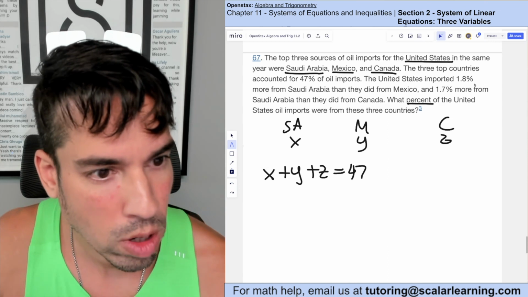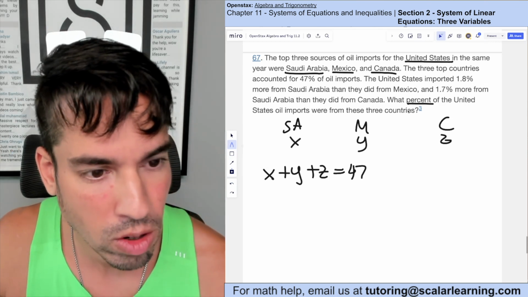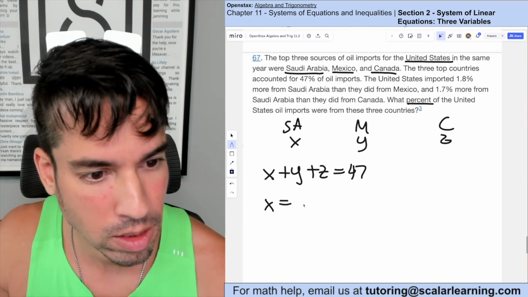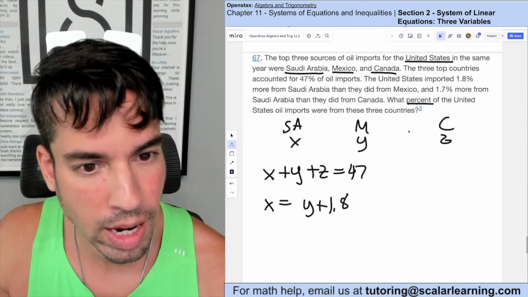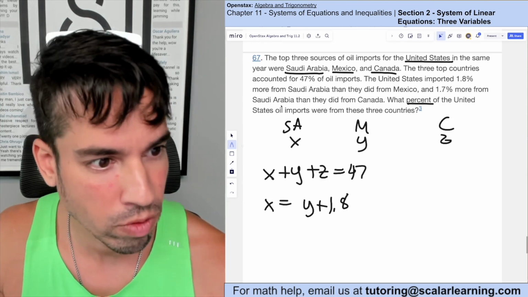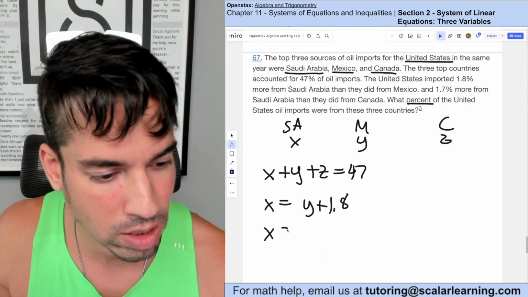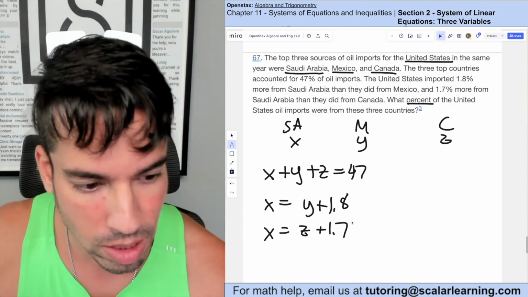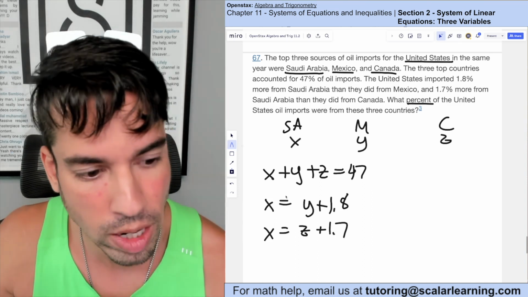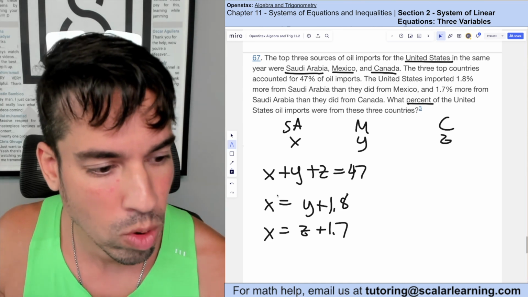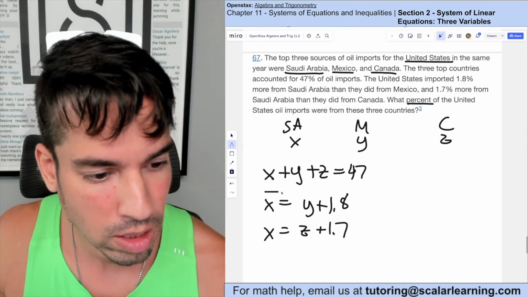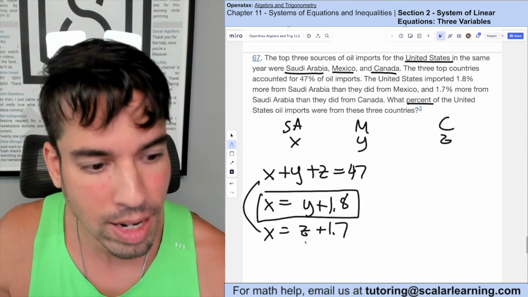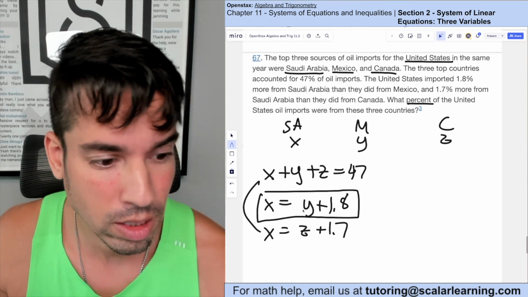So then it says 1.8% more from Saudi than Mexico, which means Saudi is Mexico plus 1.8, and then 1.7% more from Saudi than Canada. So if Saudi is X, Canada would be adding 1.7 to equal what they get from Saudi. So check it out. Now we got a nice triple system. Okay, so let's say we want to kind of like see this equation, which is a nice X and Y relationship. If I can combine these two to knock out the Z, right, then we're going to get a second X and Y relationship.